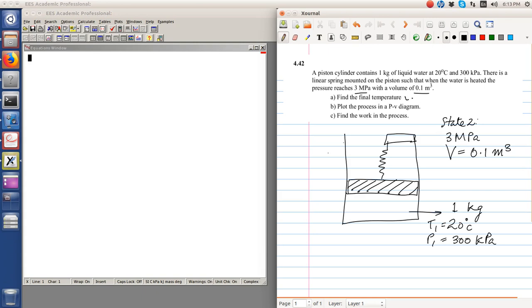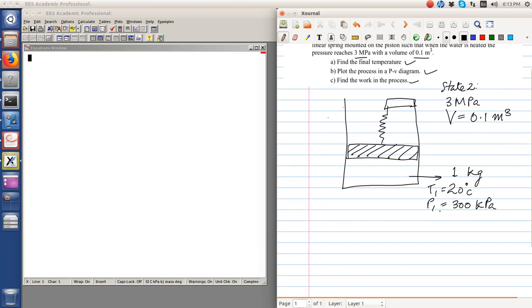We must find out the final temperature, plot the process in a PV diagram, and find the work done during the process. So the basic idea is we know the properties of the initial state and we know the mass. Because of this we can find out the specific volume. Having known the specific volume and the mass of the fluid, we can find the total initial volume.